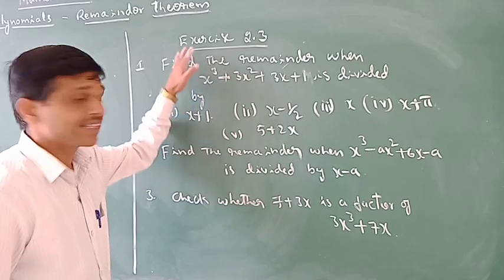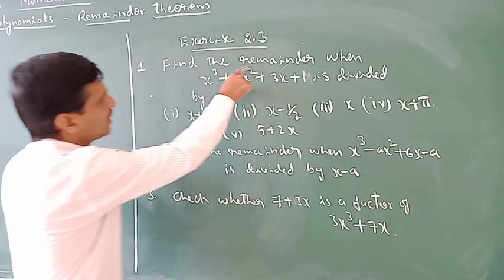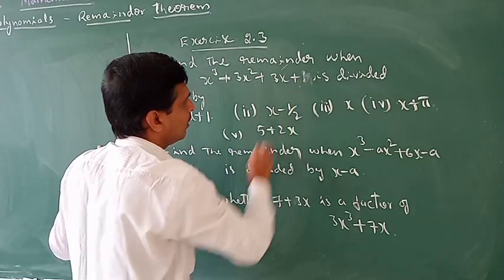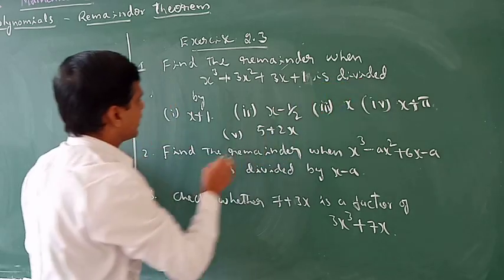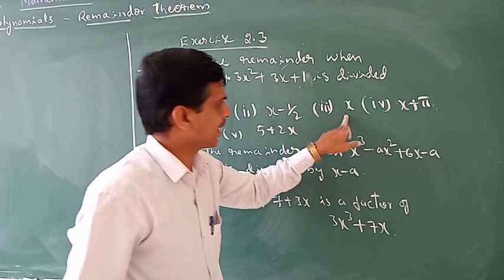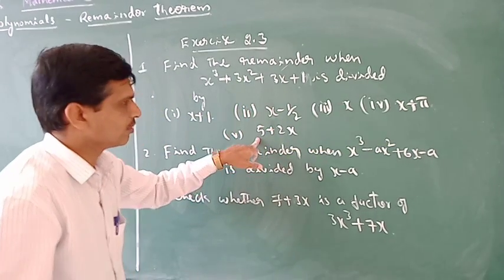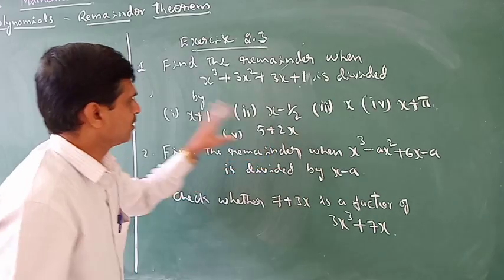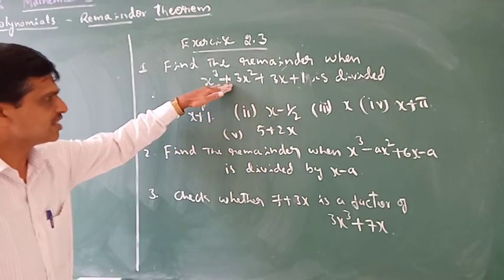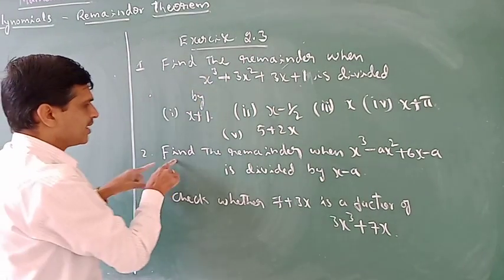Now we can take exercise problem 2.1. Based upon this remainder theorem, find the remainder when x cube plus 3x square plus 3x plus 1 is divided by these terms: x plus 1, x minus 1 by 2, x, and x plus 5, where 5 is a real number, and 5 plus 2x. Five polynomials are given. These five polynomials can divide this term, so we have to check it. And what is the remainder? Here, find the remainder.